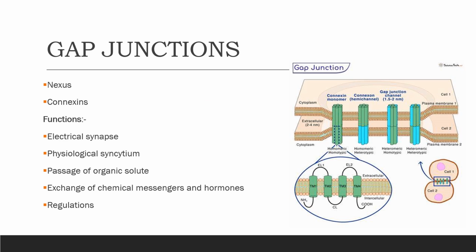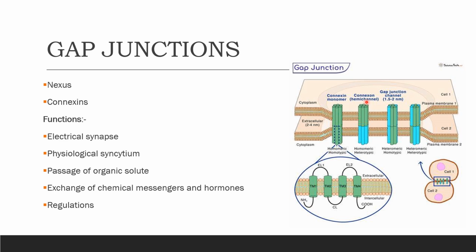composed of 6. If you see over here, there are 6 identical protein subunits which surround an aqueous channel, and when a connexon is adjacent to another connexon of the neighboring cell, it forms a connection, and they connect the cytoplasm of the adjacent cells through their aqueous channel.